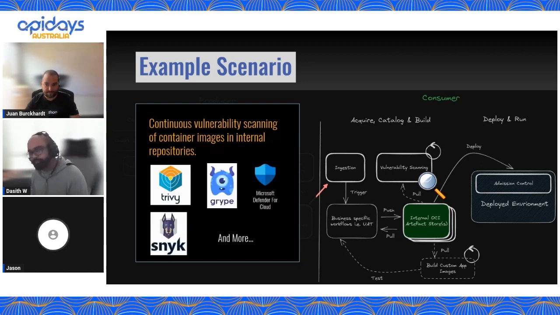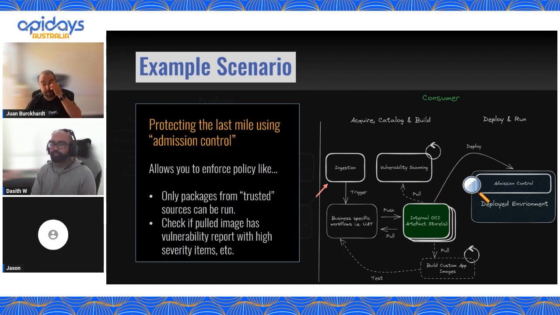So there's a couple of tools that can do this really well. Most of them are open source, so Trivy and Grype, as well as Snyk. They're all great open source tools. And as well as that, you've also got Microsoft Defender for Cloud in Azure, which can do these vulnerability scannings, which is pretty sweet. And there's a bunch more.